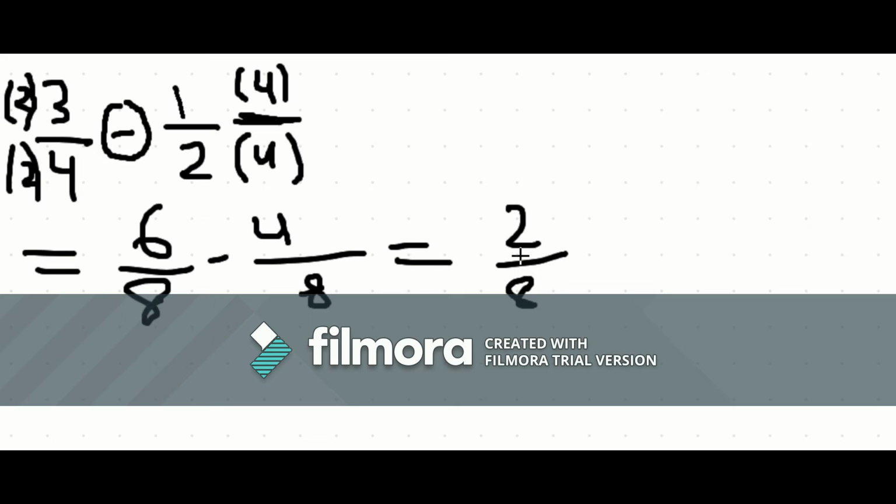Some people might tend to stop right there, but you can see that this is further divisible. So you can divide this by 2 because 2 is common in both terms. So this would become 1, and then if we divide this by 2, it would become 4. So your final answer would be 1/4.